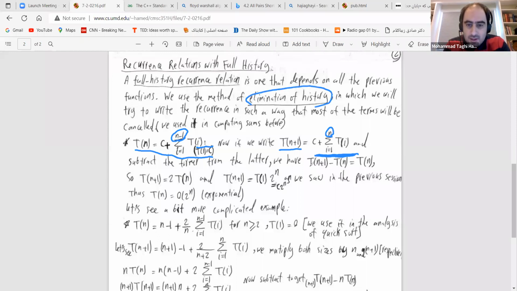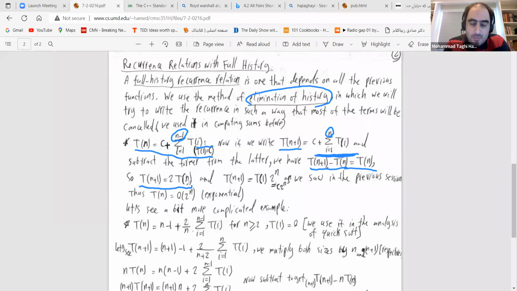So let's just consider T of n plus 1 minus T of n. If we do that, of course, the left-hand side would be this. What about the right-hand side? Everything will be canceled out except T of n that remains here. So we just do this, and then we have this formula. And then we are done, essentially, because in this case, T of n plus 1 is equal to 2 times T of n.